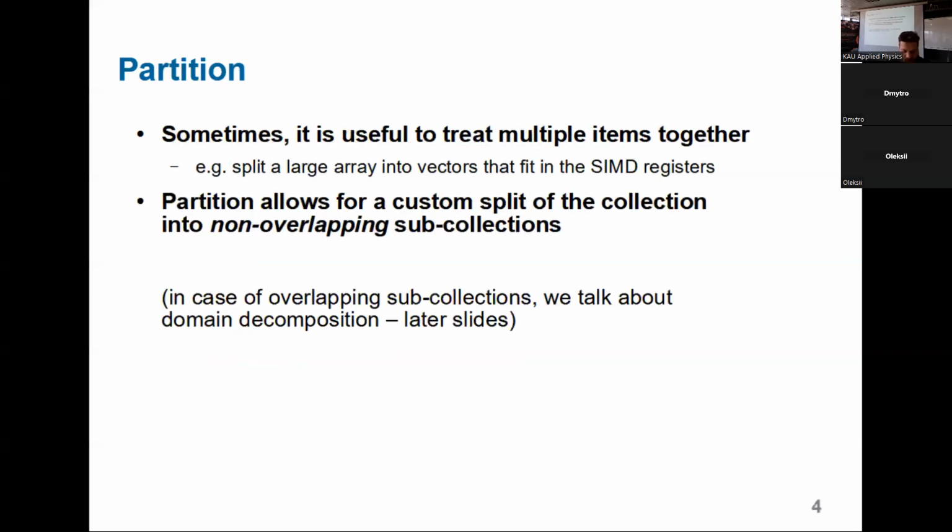So let's continue with those parallel patterns. The easiest idea is a partition. Partition can be thought of as a basic way of domain decomposition, but very specifically, it's a case where I treat multiple data points together. So I have a large array and I split it into small partitions so that, for example, each partition will fit into my vector register.